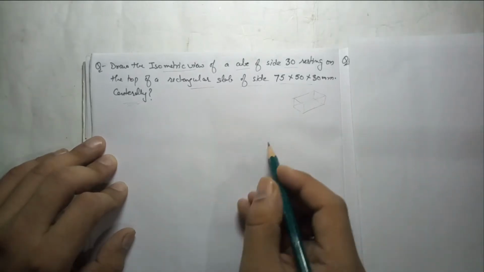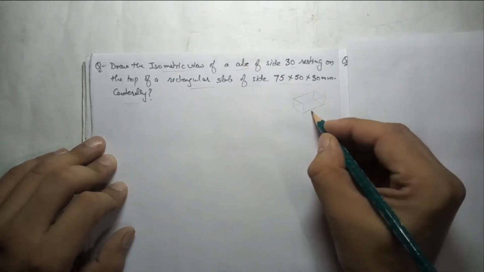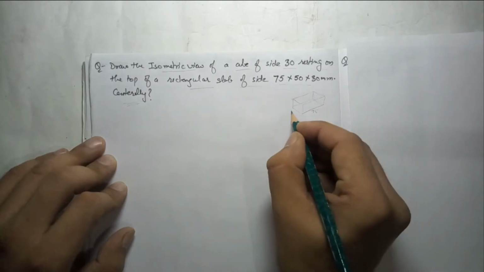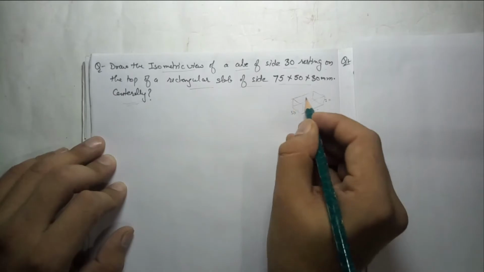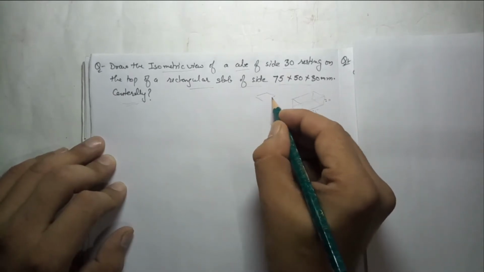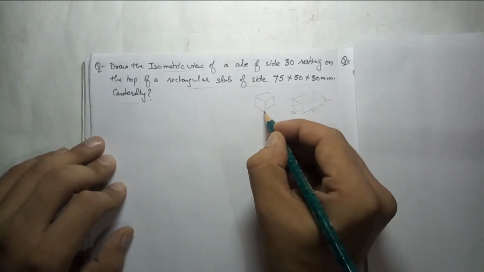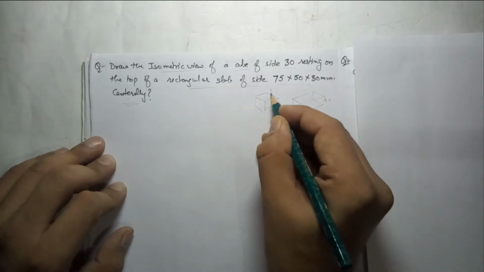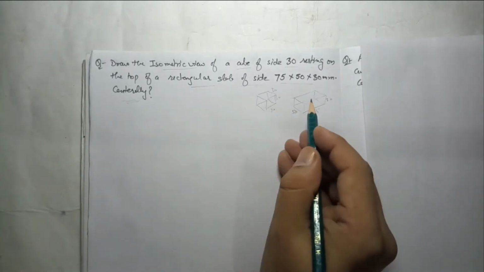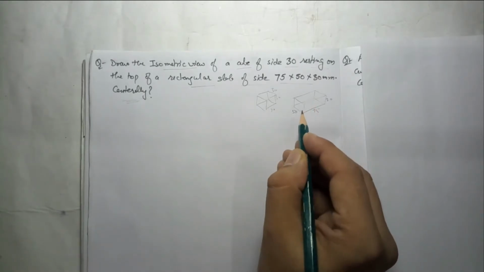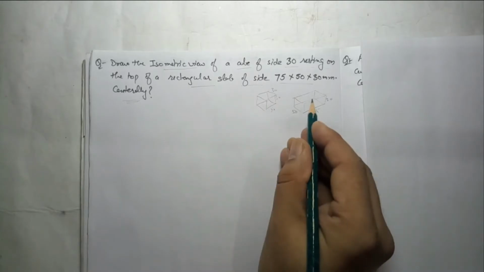A rectangular slab like this having dimensions 75 length, 50 width and 30 height, and on this a cube is resting and the cube is having side 30. Cube is what? All sides 30. So what is the given condition? We have to place the cube over this centrally. Okay, so how will we proceed? First we will make the rectangular slab and then we place the cube.